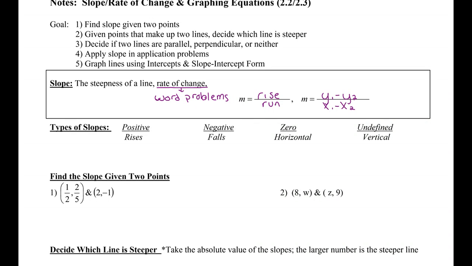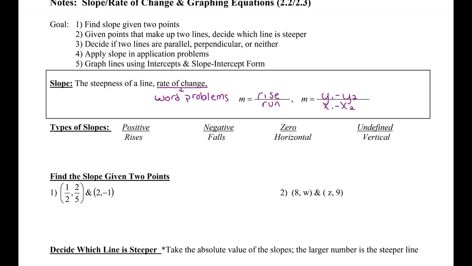Today's notes are on slope or rate of change and graphing equations. The slope is the steepness of a line or the rate of change. You'll hear of it referred to as the rate of change when we're dealing with word problems. There are two ways to calculate the slope.